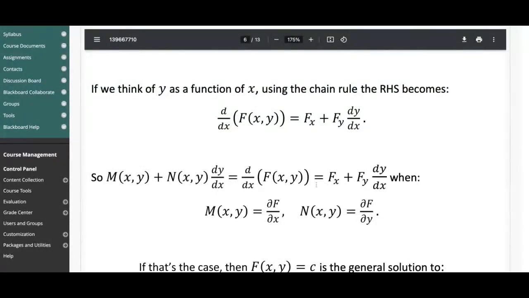So if we think that way, then M of x,y plus N of x,y dy/dx, we're thinking of it as this. So M of x,y is just the partial derivative of the function in terms of x. And this N of x,y is just the partial derivative of the function in terms of y.